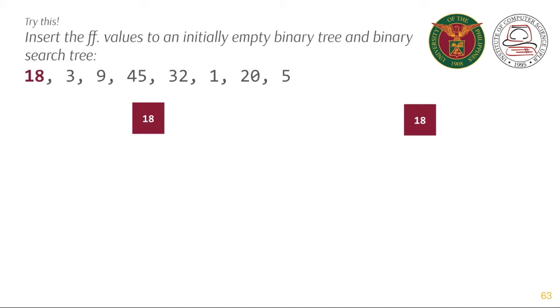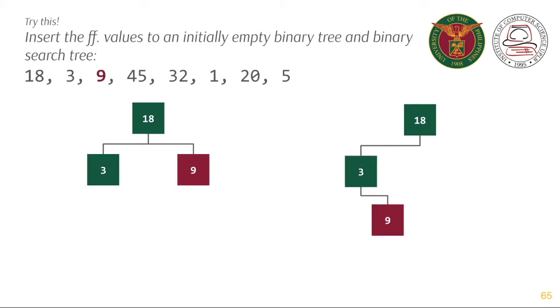So for example, we insert 18. We have two trees with one node. 3 is inserted at the left of 18 for both the BST and binary tree. And then 9 is inserted at the right of 3 in the binary tree. But for the binary search tree, since 9 is less than 18 but greater than 3, 9 becomes the right child of node 3. And then 45.